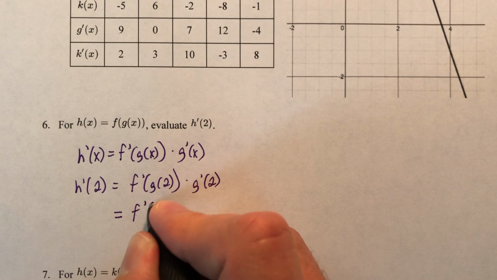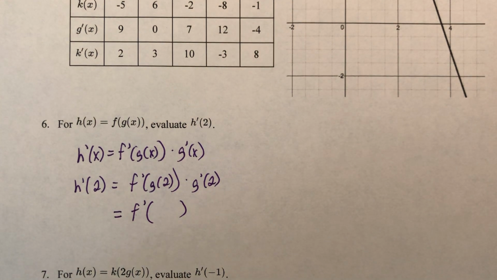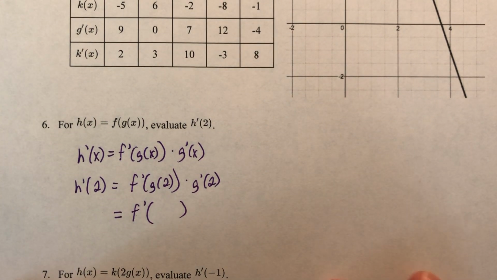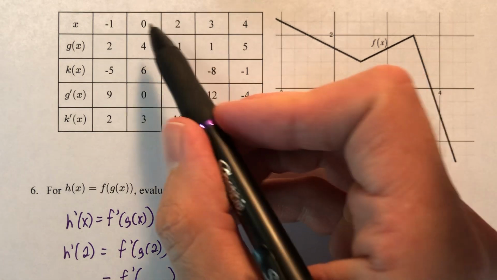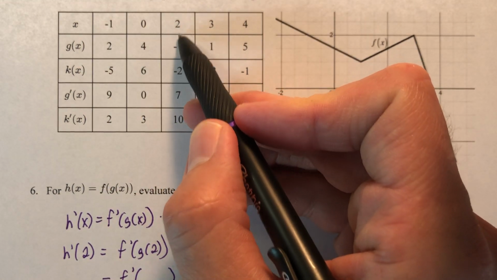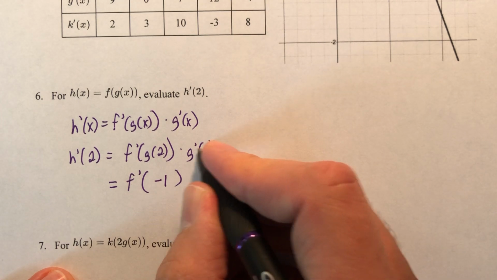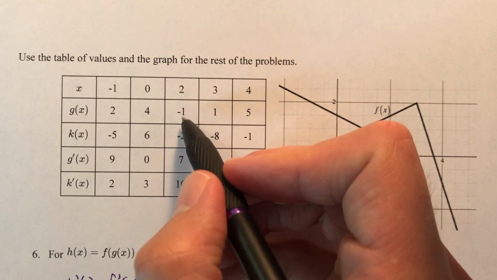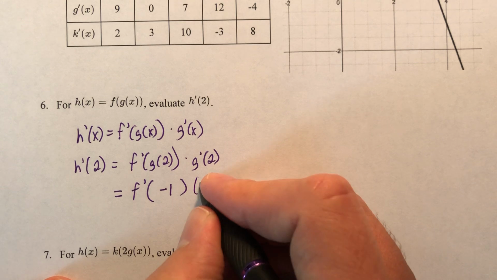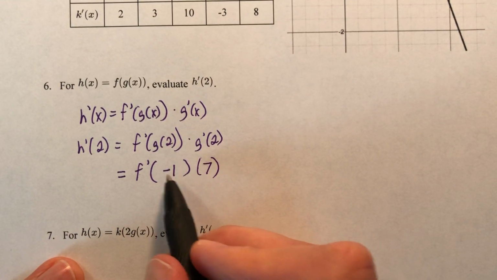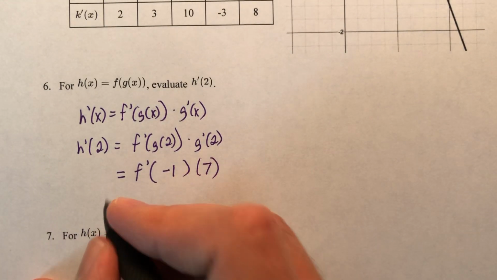I need f prime of, oh, what's g of 2? Well, lucky us, we have a graph. We have a table. So if my input is 2, the g function is negative 1. All right, g prime of 2 is 7. Okay, don't multiply those, all right? This is the input of the f prime function.